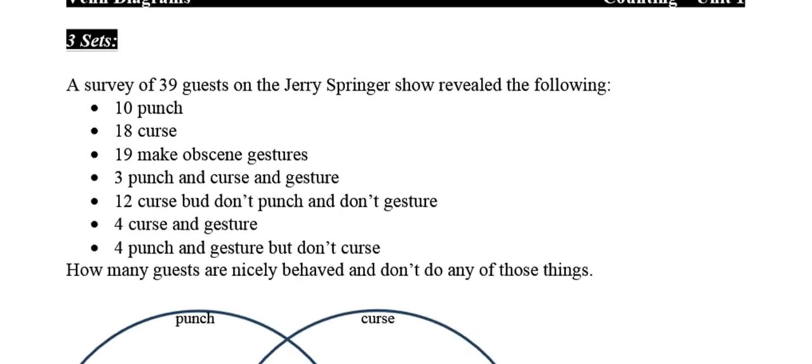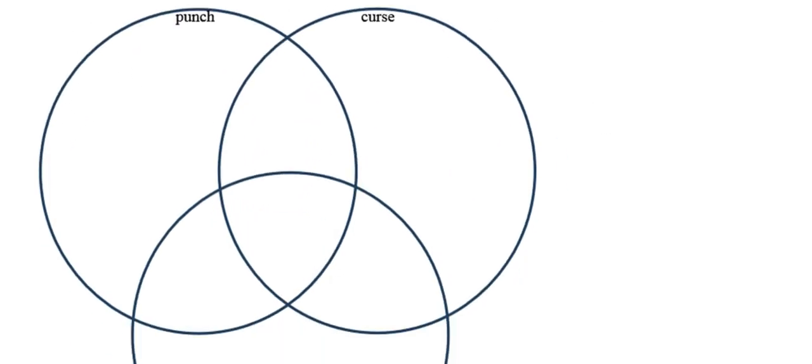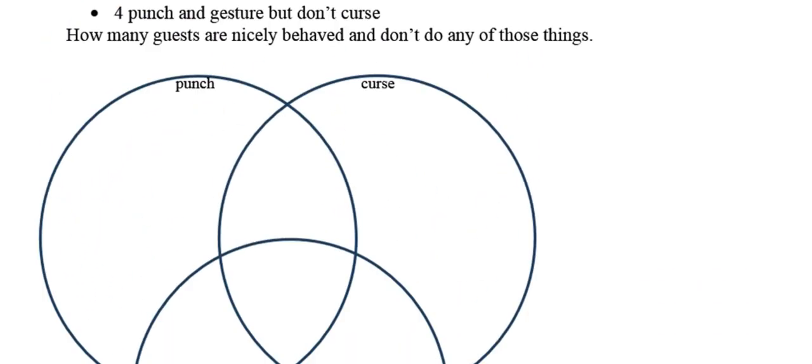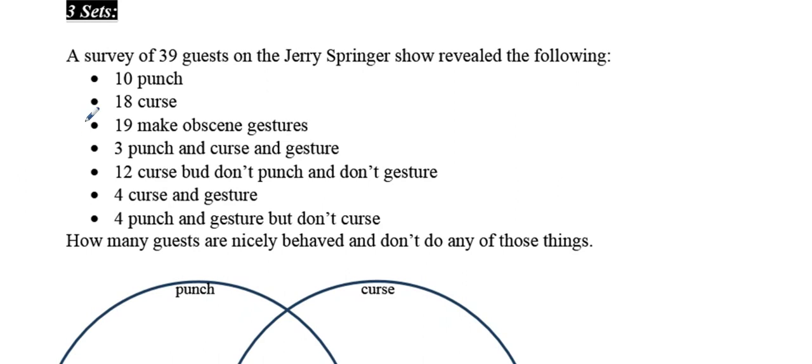Now we're going to move on to a 3-circle Venn diagram question. And the 3 circles look like this. So a survey of 39 guests on the Jerry Springer Show revealed the following: 10 punch, 18 curse, 19 make obscene gestures, 3 punch and curse and gesture, 12 curse but don't punch and don't gesture, 4 curse and gesture, 4 punch and gesture but don't curse. How many guests are nicely behaved and don't do any of those things?